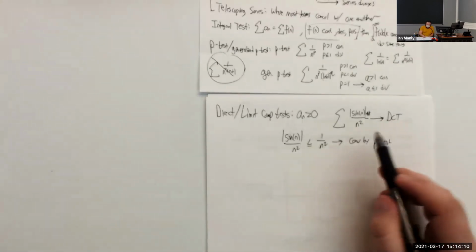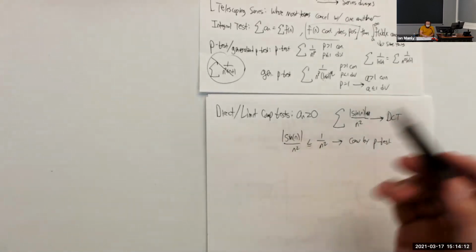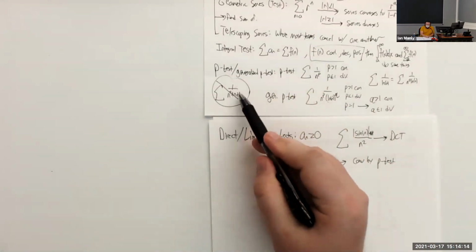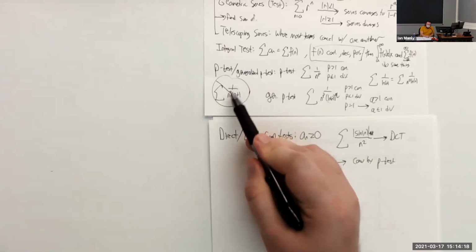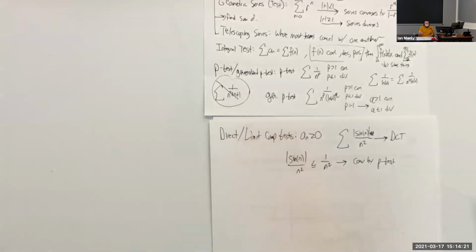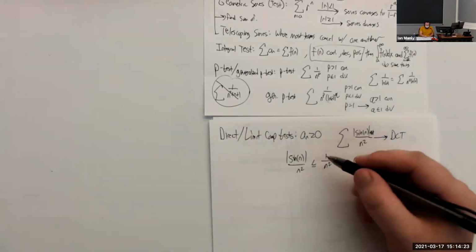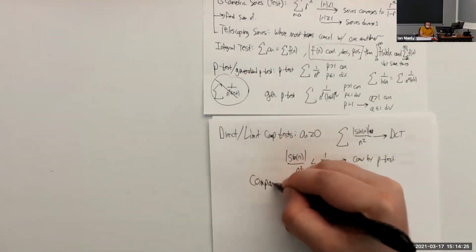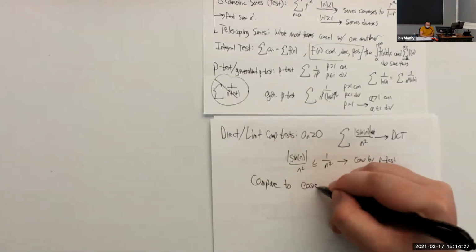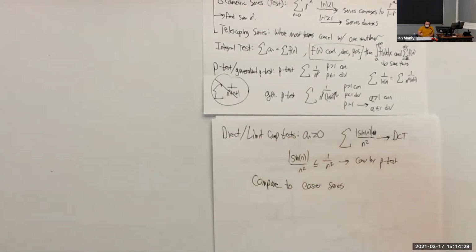All right, so yeah, to summarize the direct and limit comparison tests, they work for things that kind of look like an easier test. So this kind of looks like we should be able to use the p-test on this, but we can't quite do it. So we compare to easier series. That's kind of the whole point of these comparison tests here.